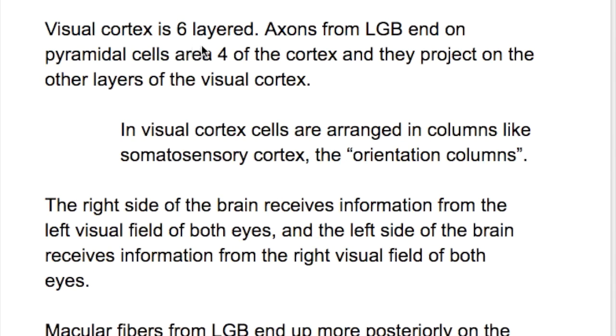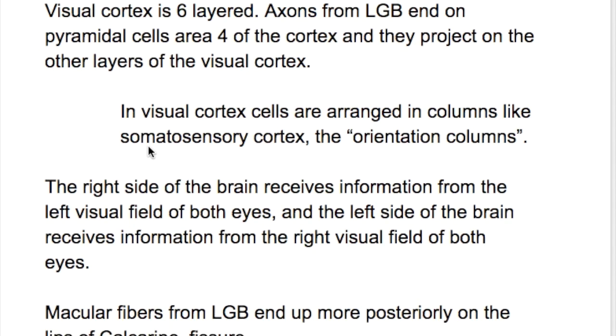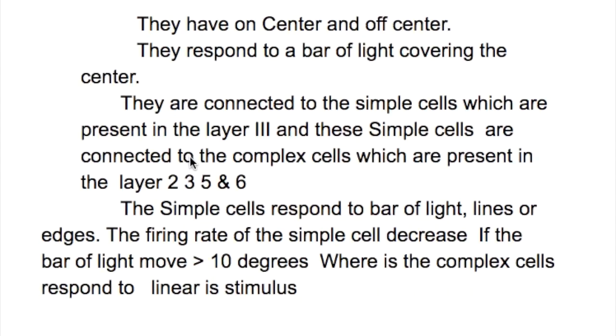The visual cortex has 6 layers. Axons from the lateral geniculate body end on the pyramidal cells in layer 4 of the cortex, and they project to the other layers of the visual cortex. How are the cells arranged in the visual cortex? Like the somatosensory cortex, the cells in the visual cortex are arranged in orientation columns, which give the exact location of the object. How do the cells in the pyramidal layer function?